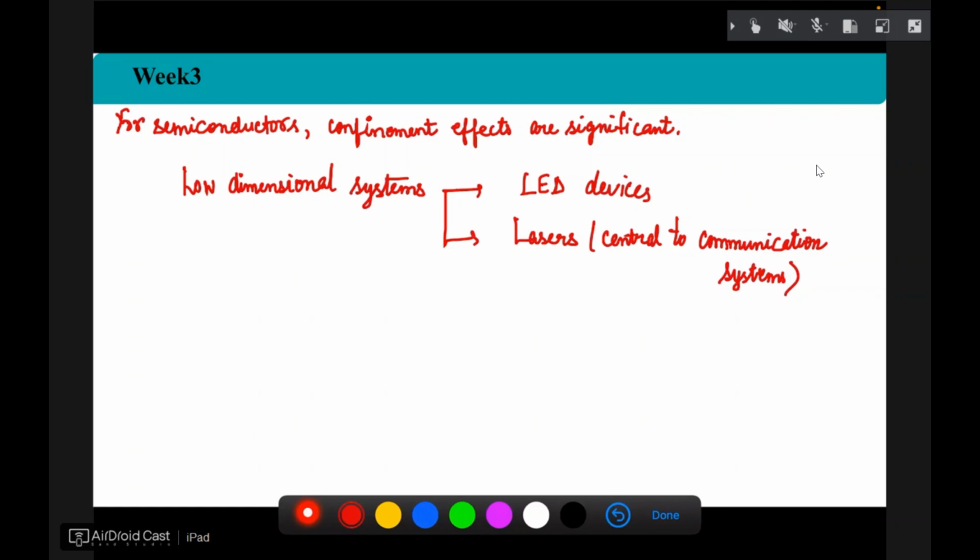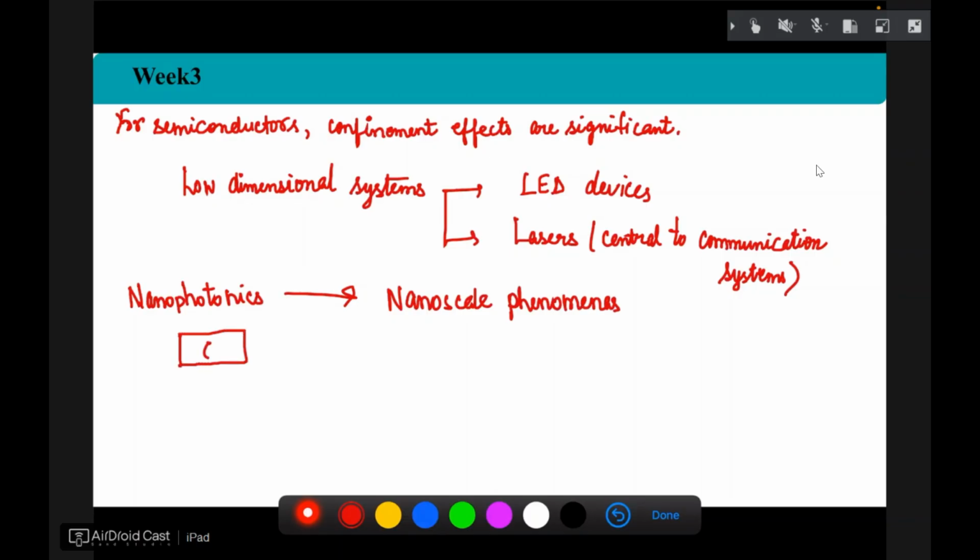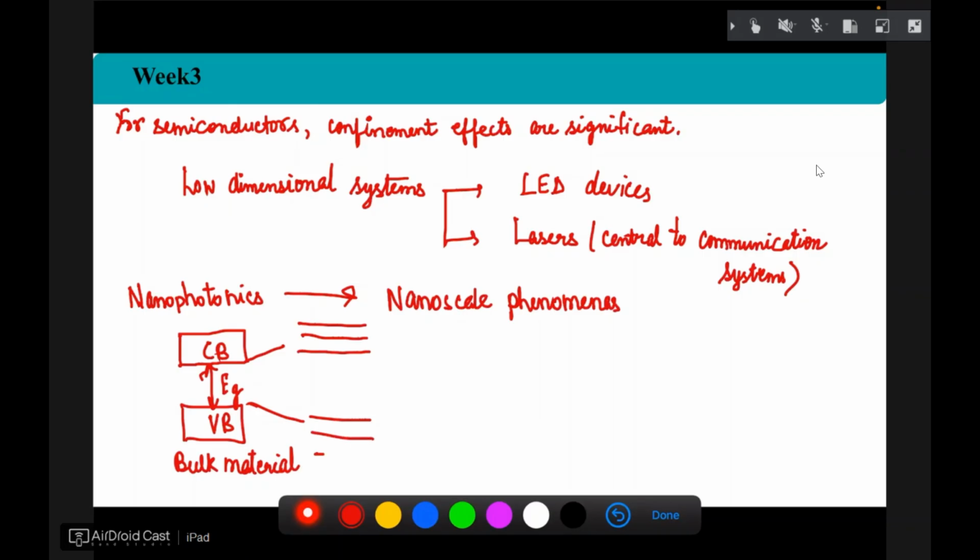So we are talking about nanophotonics, meaning nanoscale phenomena. So earlier when we talked about bulk material, there was a valence band and conduction band. Now here we have 1s, 1p, 1d. So these are for holes, and similarly for electrons.